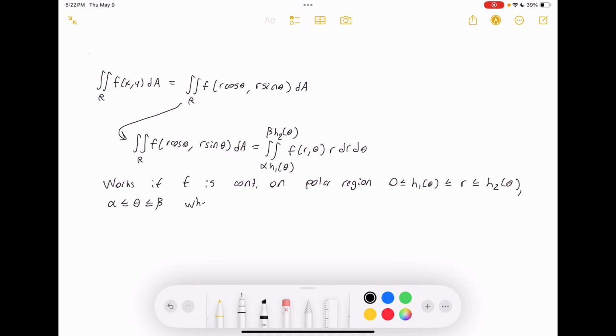And then one more condition, where beta minus alpha is less than or equal to 2 pi, because you only want to go around one time. That's just for the sake of the integral.